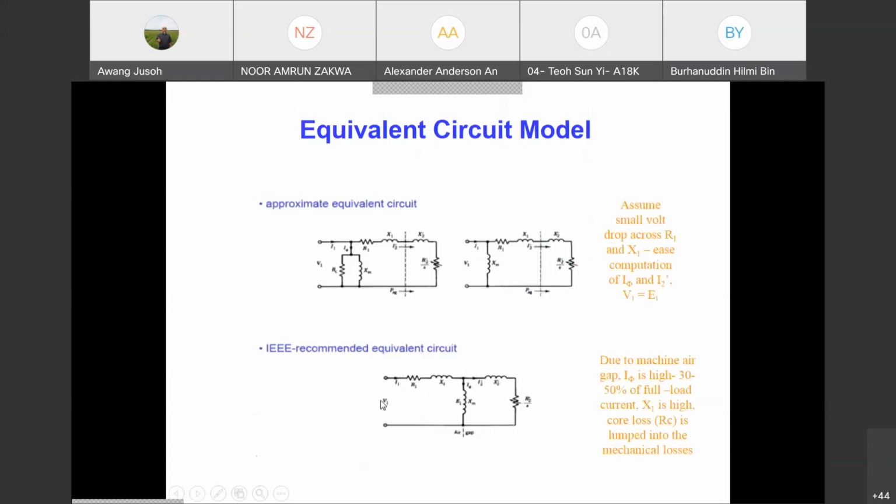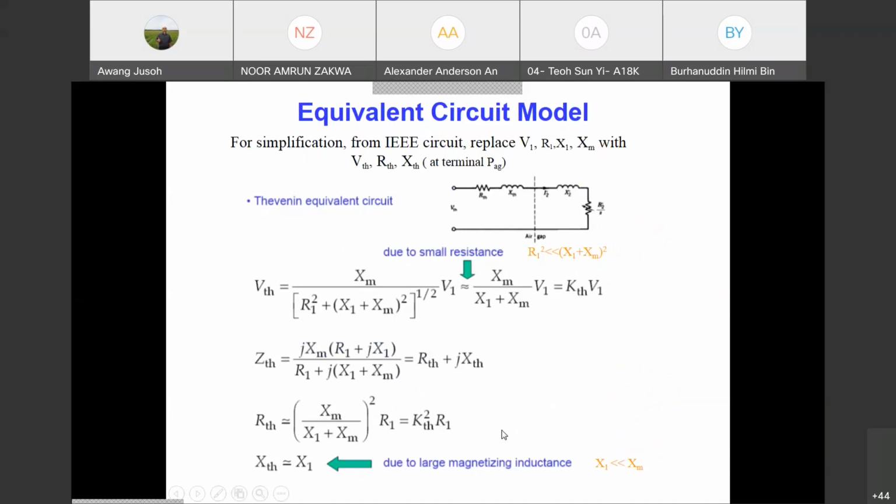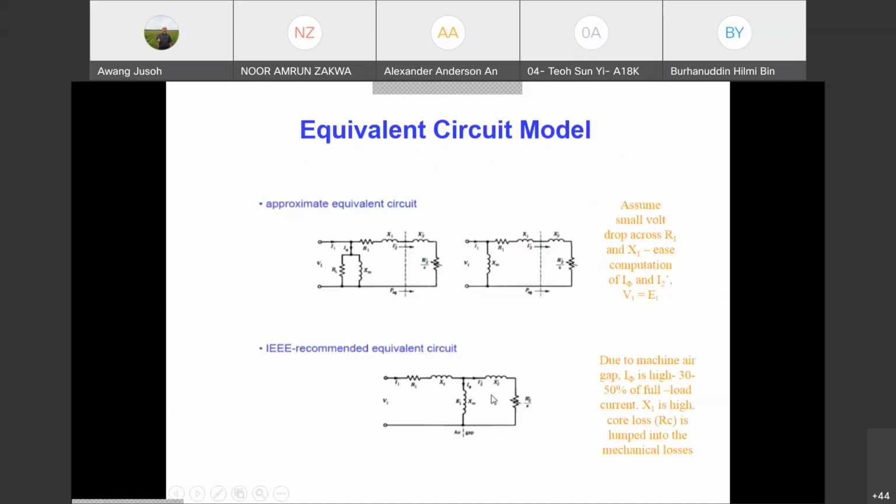Alright, this IEEE circuit, as mentioned in the previous lecture, yesterday's lecture. From this circuit we can also deduce another circuit, which we call Thevenin. I think everyone is familiar with Thevenin. With the IEEE circuit, you need to find the voltage across XM. You take out the rotor part, you remove X2 and R2 over S, and then find the voltage across XM using the voltage divider theorem.